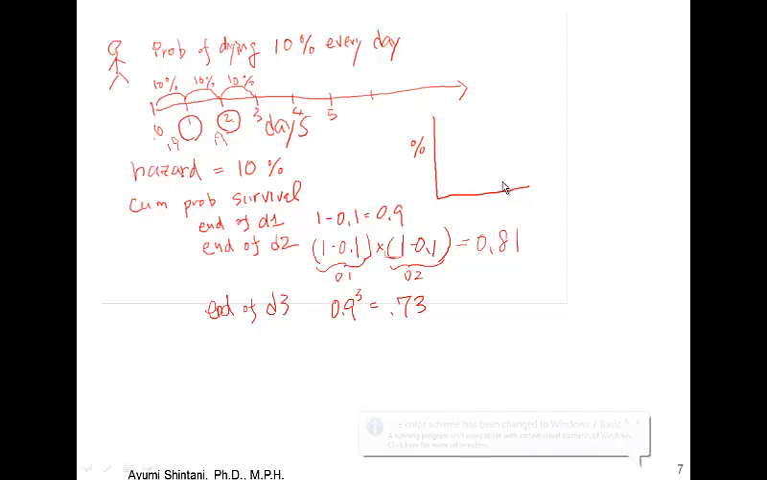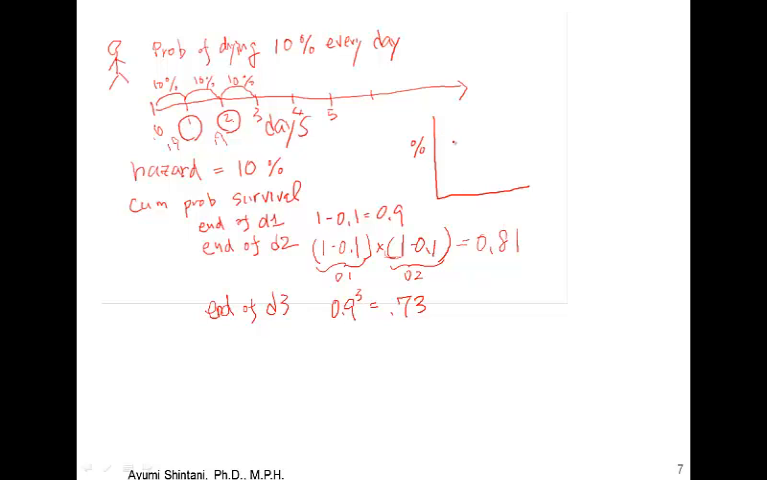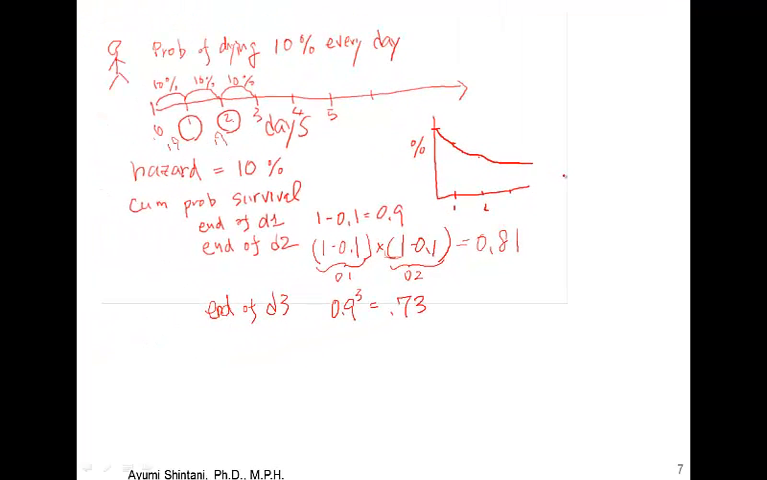Okay, so if you plot this probability on a Kaplan-Meier graph, you don't really have a linear decrease in cumulative percent of survival. You start with 1, everybody survives, and then day 1 it becomes 0.9, day 2 it becomes about 0.81, and day 3 it becomes 0.73. So if you connect these probabilities, you have a slightly bent curve, and it's not exactly a linear decrease.